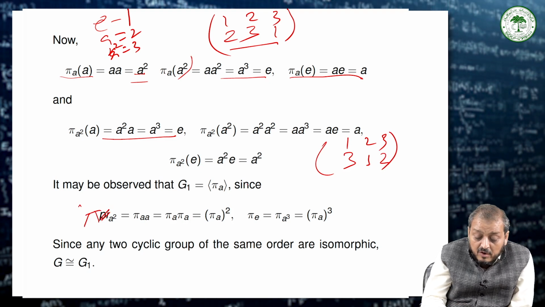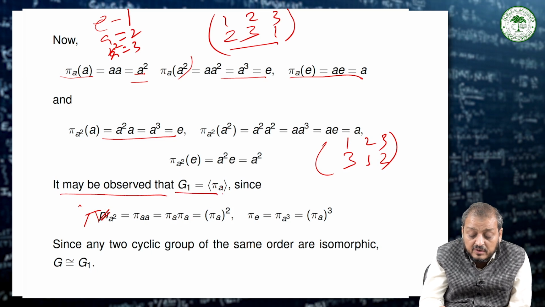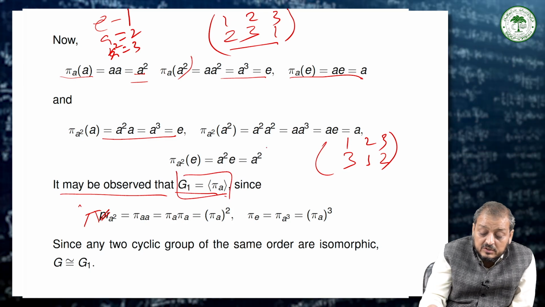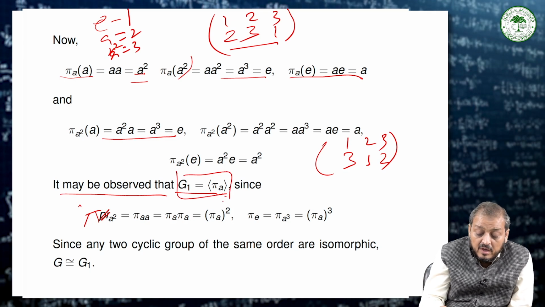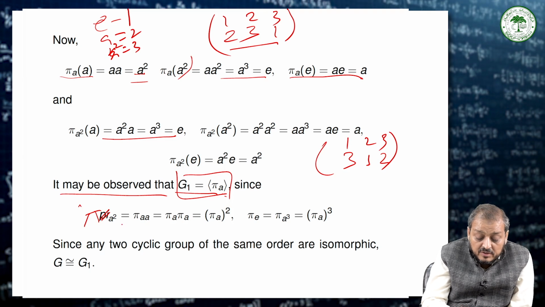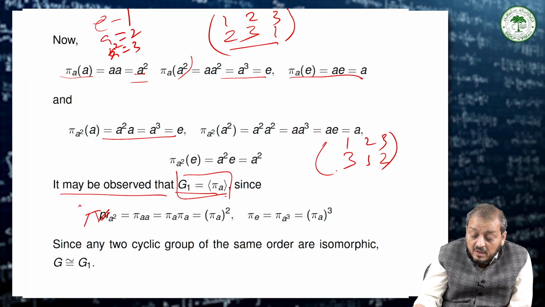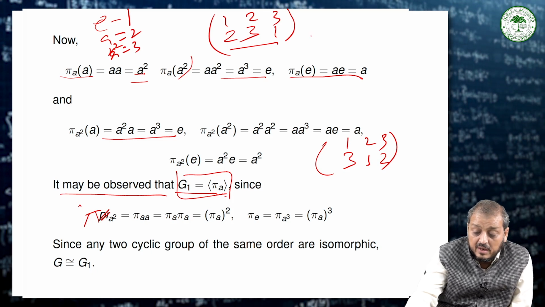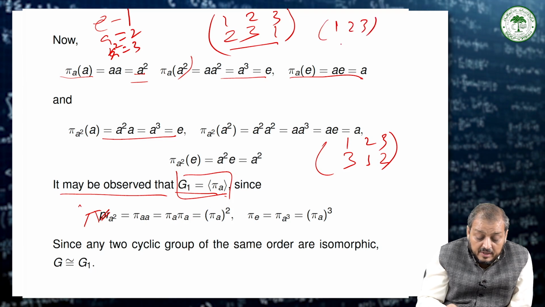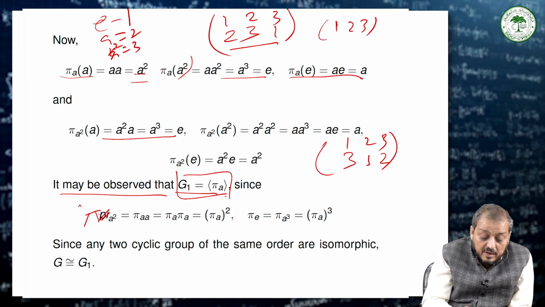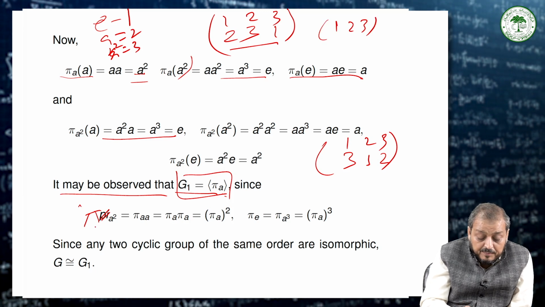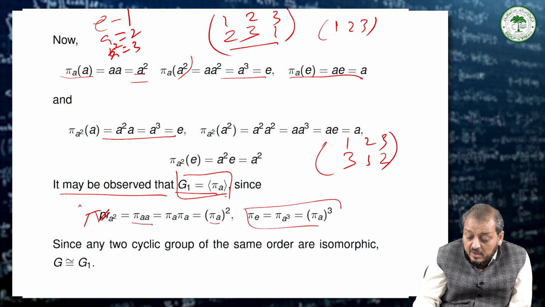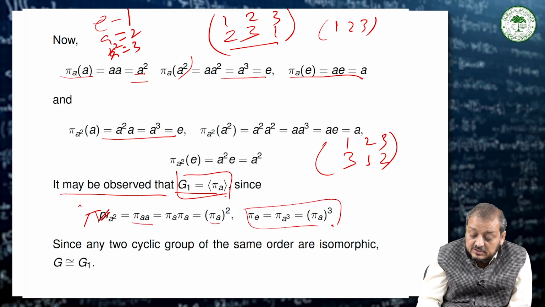Now pi of a. It is observed that this G1 is equal to the group generated by pi of a. If you look at this, all the elements are generated by pi of a. So clearly, pi of a is equal to this, 1, 2, 3, and pi of a square can be written in the form of pi of a whole square. Pi of e is equal to a cube, whole cube. So these are the same.